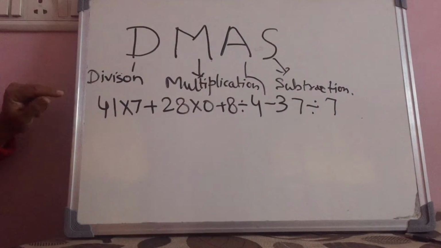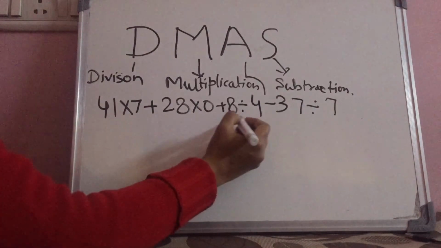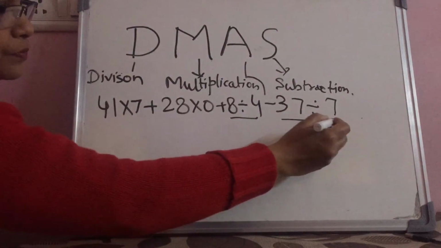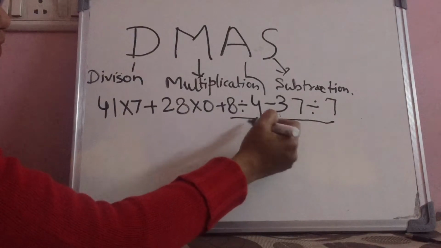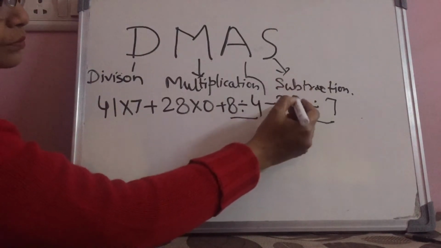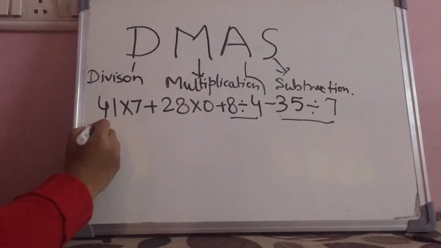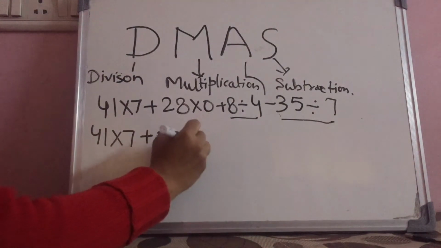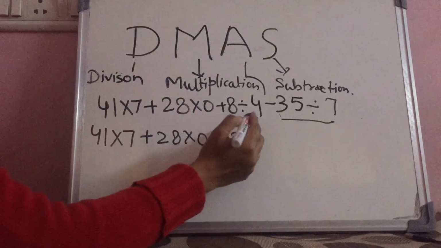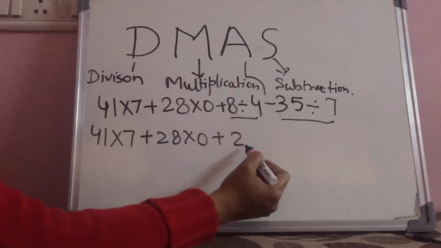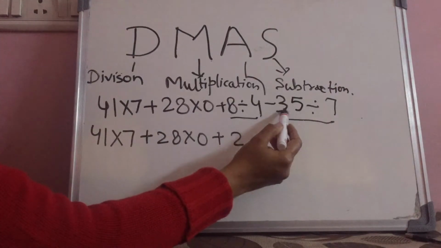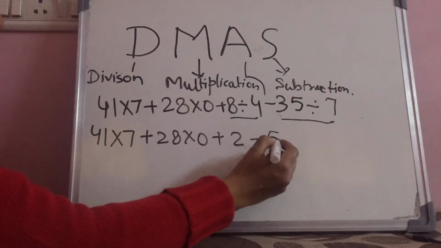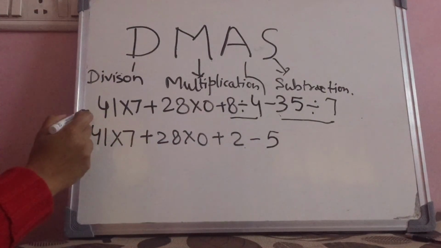Now suppose we take another example. In this arithmetic expression we see that we have two division parts. First we will divide them. The rest we'll write as it is. Dividing 8 by 4 we get 2, minus 35 divided by 7 we get 5. Now this was the first step.